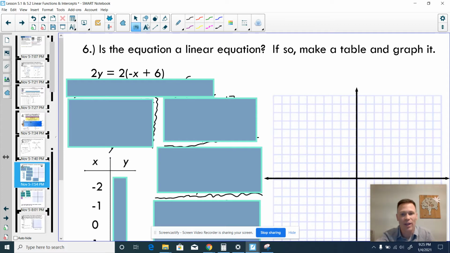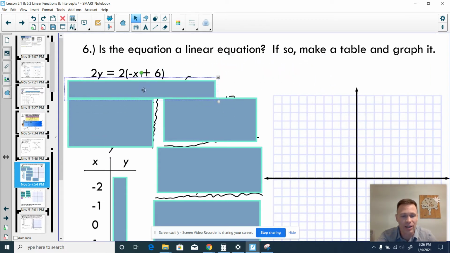Okay, so that's going to be our main thing. We're going to be asking you if the equation given to you is linear. Is it going to be a straight line? And if so, can you graph it? So let's go into that pattern. So first one here. Is it linear?